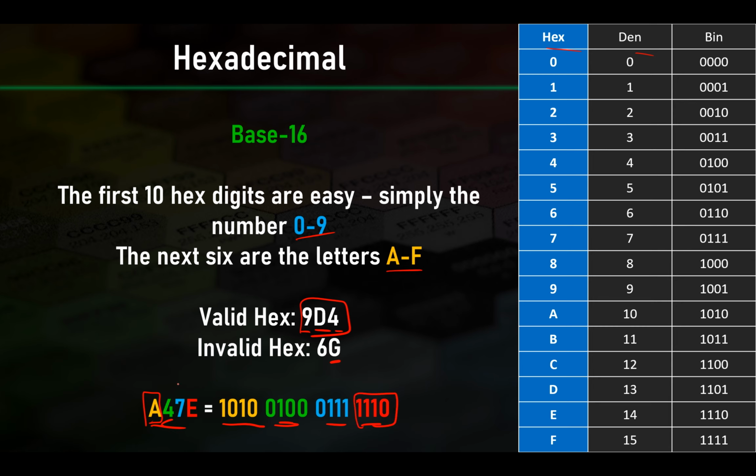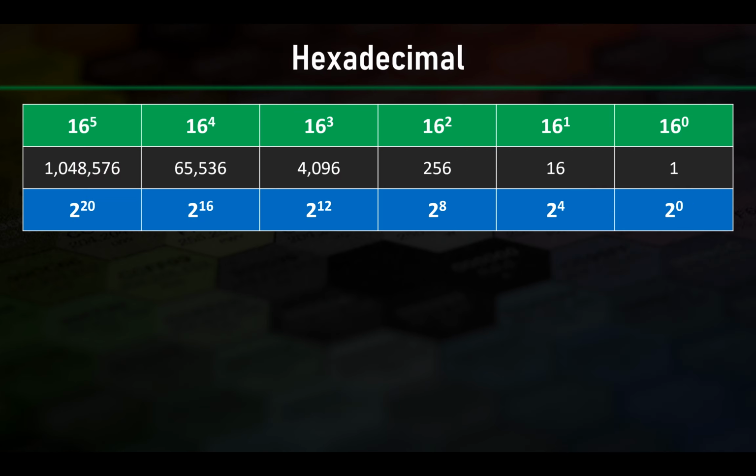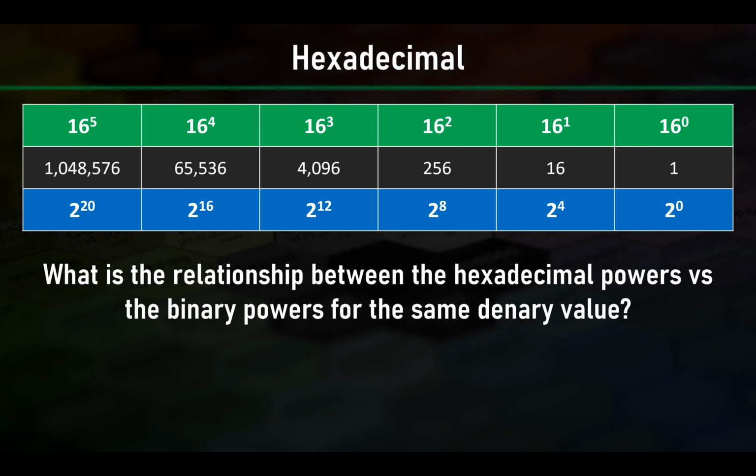Not only does this work going from hexadecimal to binary, but we can also use this going from binary to hexadecimal. So just breaking the binary into 4-bit nibbles, then converting each nibble into the equivalent hexadecimal character. Again, that's going to be the positional values of binary and hex compared.